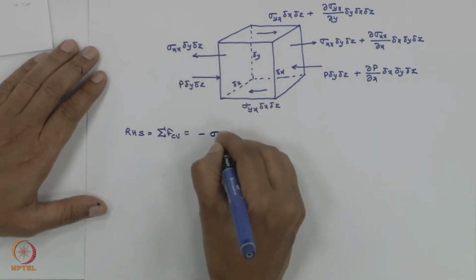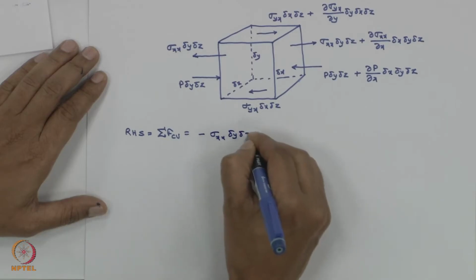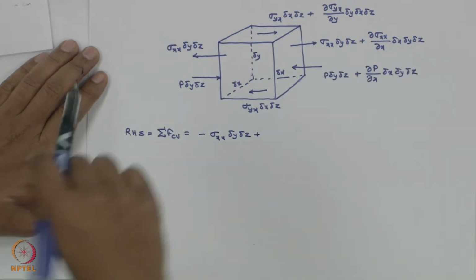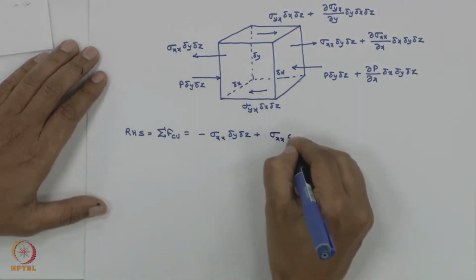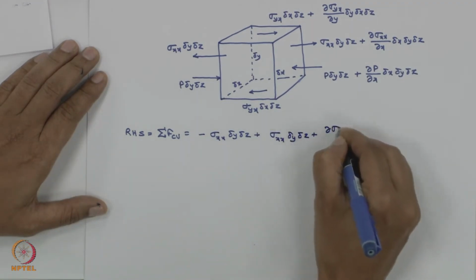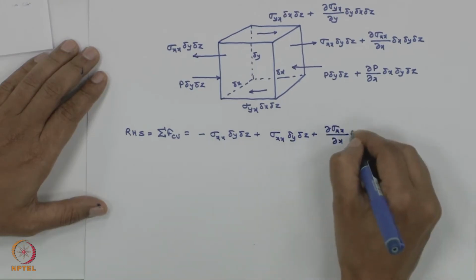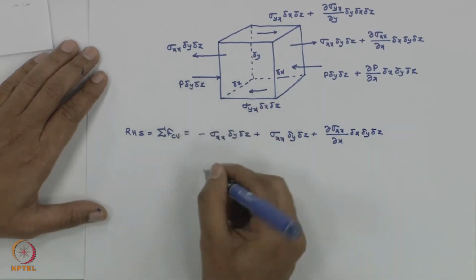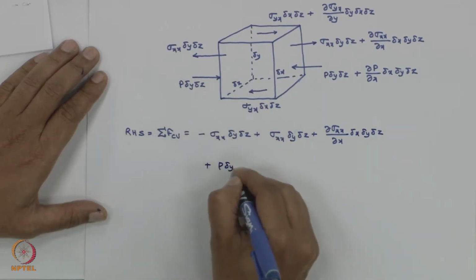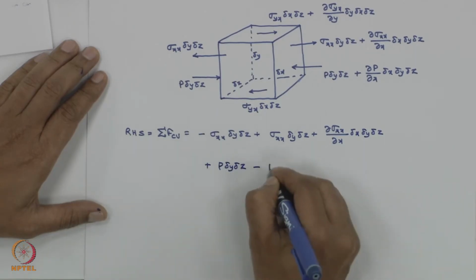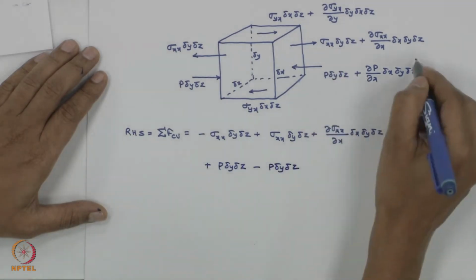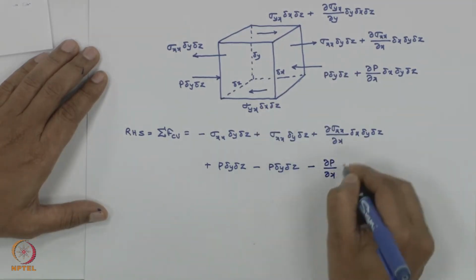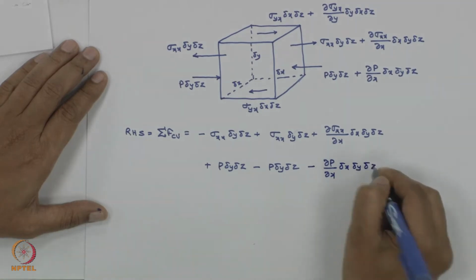So minus sigma xx delta y delta z plus this force is acting left to right, so it has to be positive. So you have sigma xx delta y delta z plus del sigma xx upon del x delta x delta y delta z. Similarly for pressure, it is left to right, so it's going to be plus P delta y delta z minus P delta y delta z, because whole of this is acting from right to left. So minus of del P by del x delta x delta y delta z.